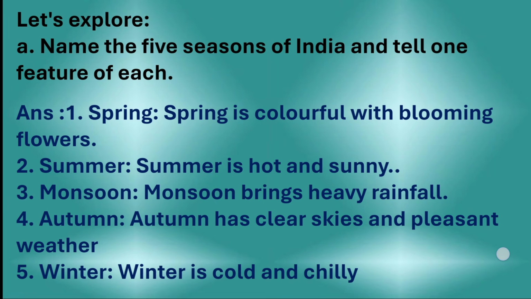A. Name the 5 seasons of India and tell one feature of each. Answer. First one is spring. Spring is colorful with blooming flowers. Second, summer. Summer is hot and sunny. Third, monsoon. Monsoon brings heavy rainfall. Fourth, autumn. Autumn has clear skies and pleasant weather. Fifth, winter. Winter is cold and chilly.